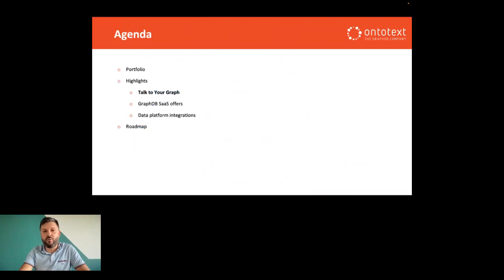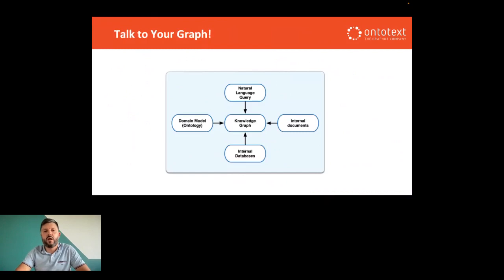With that, I really want to move to the highlights of the Ontotext products. And the first highlight I want to explain is Talk to Your Graph. What is Talk to Your Graph? Imagine that you have a domain model. Basically, this is the understanding about your business, which is in the head of every person. We call this ontology. So knowing what is a customer, what is an account, all these agreements for the various things.